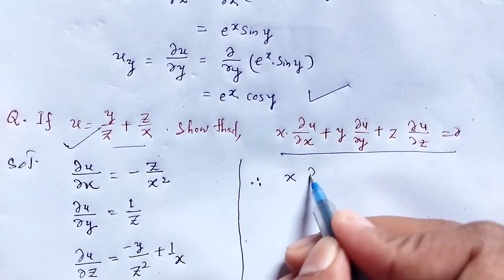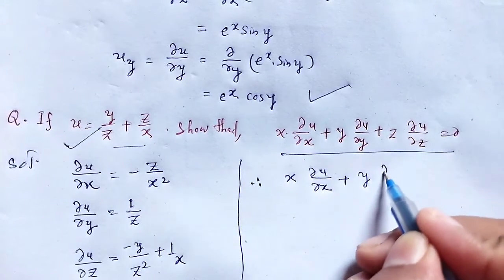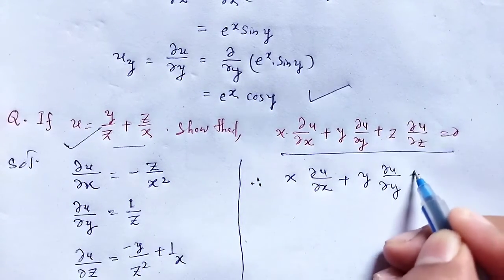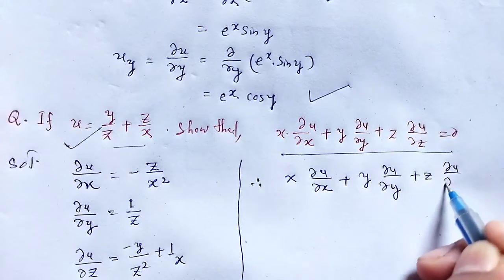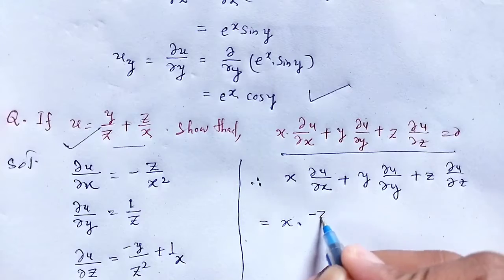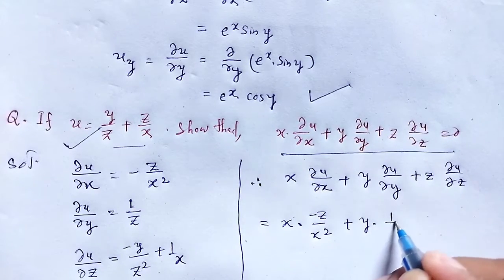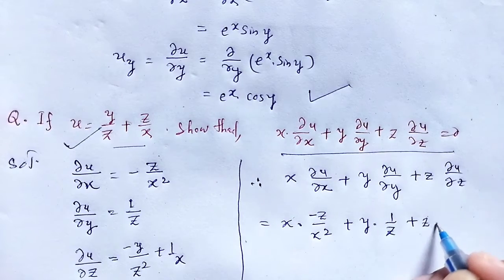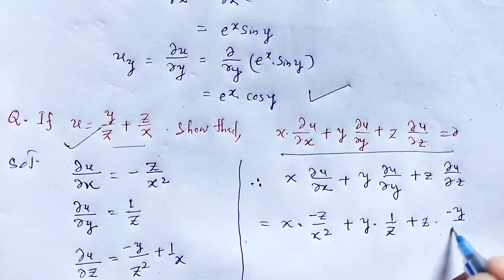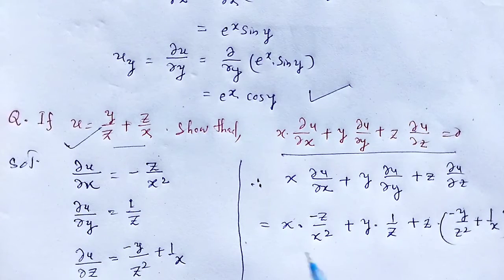So we put these values in the particular equation. Therefore we write x into del u by del x plus y into del u by del y plus z into del u by del z. Put the values: x into minus z by x square plus y into 1 by z plus z into minus y by z square plus 1 by x.